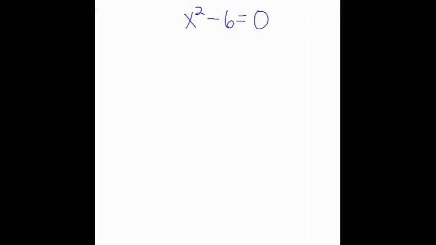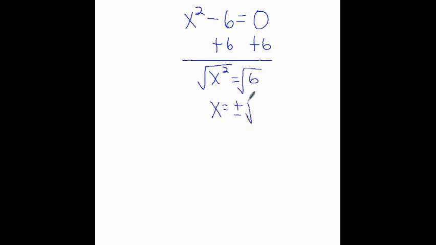Hello there. In this video, I really want to quickly solve this polynomial equation. Now, of course, we can start by adding 6 to both sides. And we get x squared equals 6, and then I'm going to take the square root. Now, 6 does not have a nice square root that we can take, so I'm going to leave it as plus or minus the square root of 6.